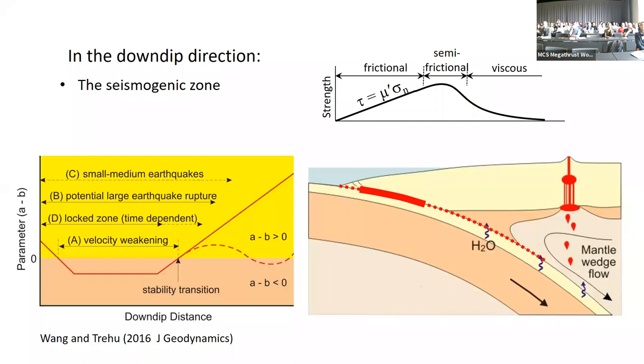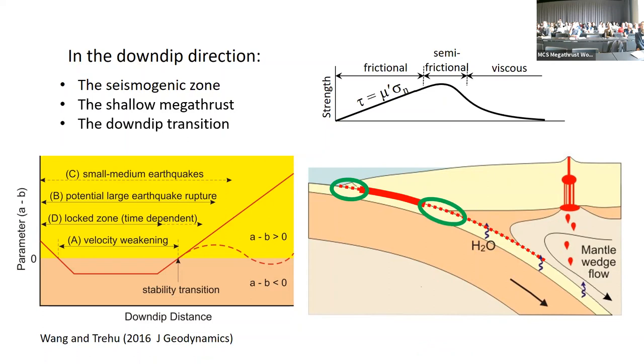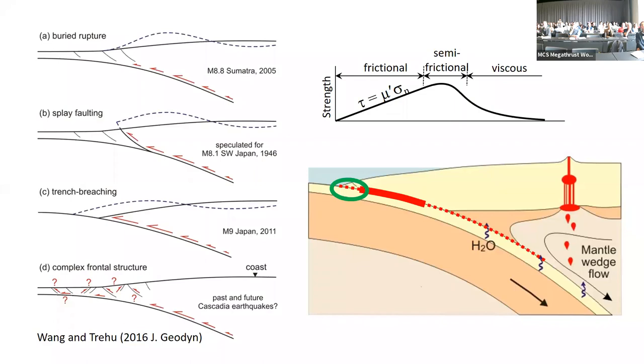And we need to worry about the shallow megathrust. Many people talk about the shallow part. And we need to worry about the deeper part, the transition from the eventually to viscous behavior. Shallow part first. And to study the shallow part, in addition to understanding the physics and other things, an applied aspect important to society is tsunami generation, right? And the shallow behavior of the fault has to do with how large a tsunami the earthquake can generate, right?